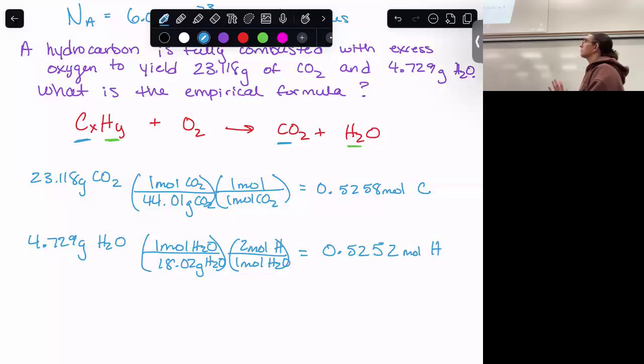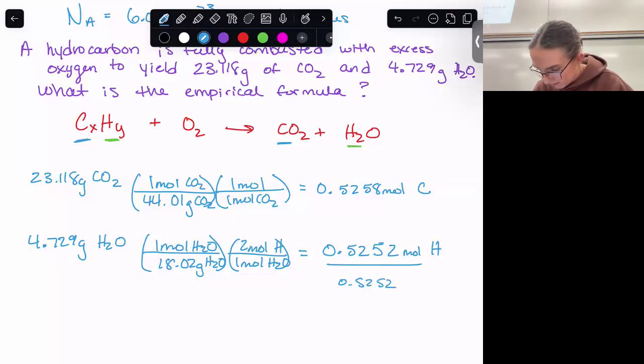All right, so once we have our moles of carbon and our moles of hydrogen, what do we do from there? Perfect. So we need to find a ratio between carbon and hydrogen. And we do that by dividing by the smallest number of moles that we have. So in this case, that's going to be the hydrogen. And this comes out to about 1, and this is equal to 1.